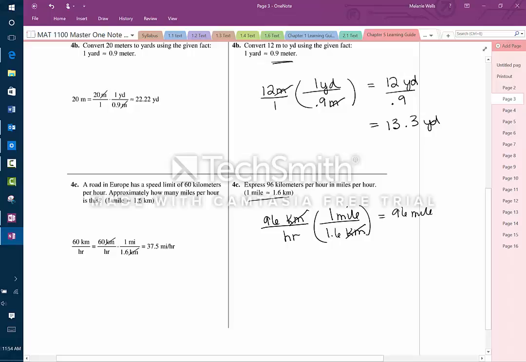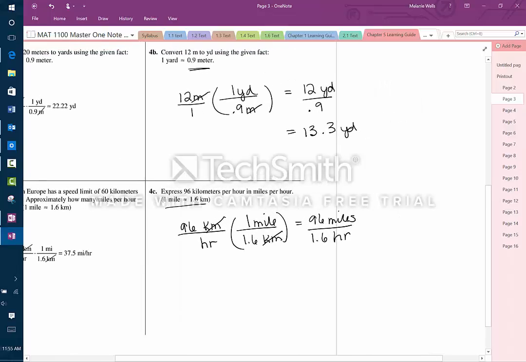96 miles over 1.6 hours. Now we don't want to know 96 miles per 1.6 hours. We want miles per hour. So the way that we'll do that is we want to divide the numerator and the denominator by 1.6. Another way that you can do that is to go ahead and just take 96 divided by 1.6, which gives me 60 miles per 1 hour.